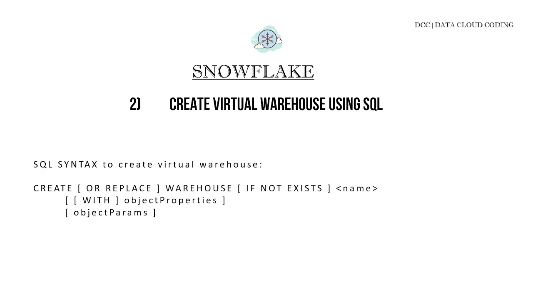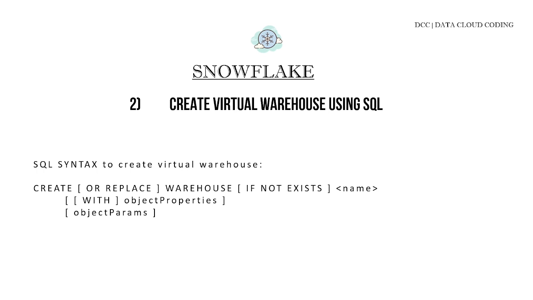Create or replace, which is optional, warehouse, if not exists, which is again optional. Then we have to give in the warehouse name, and then we can specify the object properties and the object parameters, which are both optional. So we'll see in a minute what these object properties are and what the object parameters are that we can specify whenever we are creating a virtual warehouse using SQL. For now, let's just focus on the syntax.